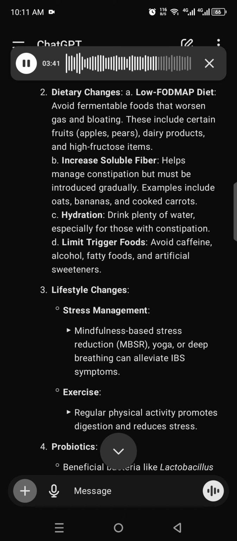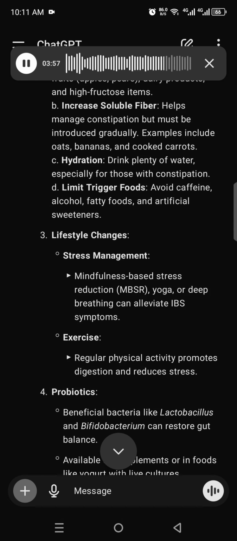B. Increase soluble fiber. Helps manage constipation but must be introduced gradually. Examples include oats, bananas, and cooked carrots. C. Hydration. Drink plenty of water, especially for those with constipation. D. Limit trigger foods. Avoid caffeine, alcohol, fatty foods, and artificial sweeteners.